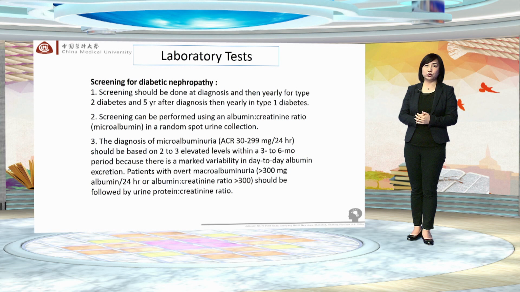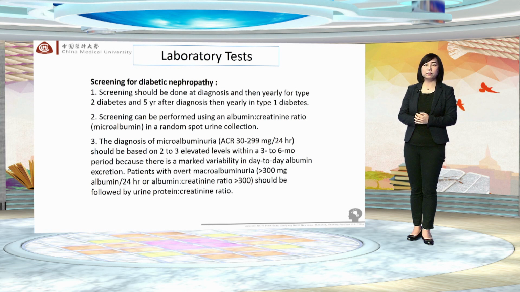Next, we also need to do some laboratory tests on the patient's complications. Screening for diabetic nephropathy should be done at diagnosis and then yearly for type 2 diabetes, and 5 years after diagnosis, then yearly in type 1 diabetes. 18% of type 1 diabetes may have early kidney changes, and future guidelines may change screening to 1 year after diagnosis if poorly controlled, then annually for both type 1 and type 2.